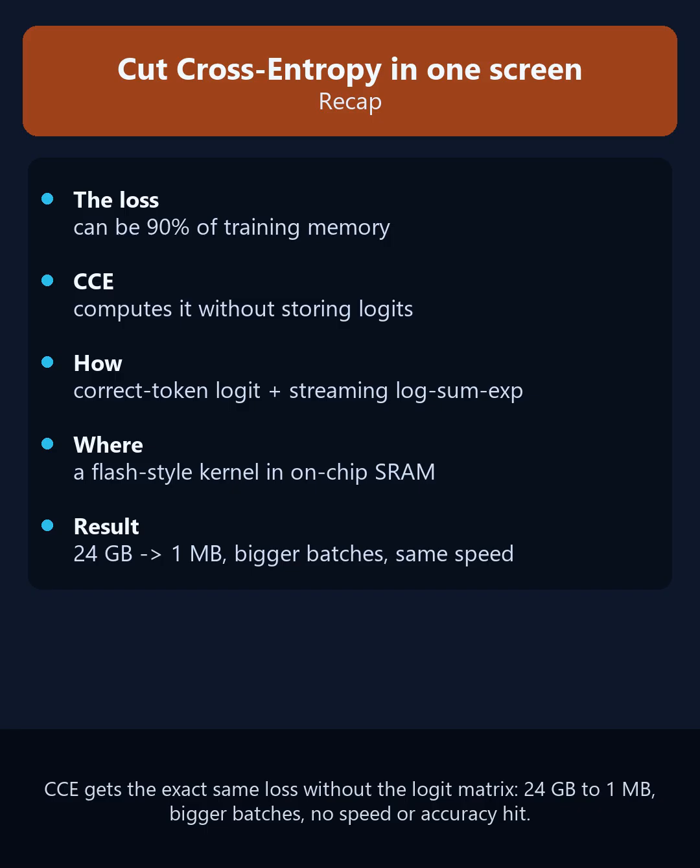Quick recap. In large vocabulary models, the cross-entropy loss can consume up to 90% of training memory. Cut cross-entropy computes that same loss, without ever storing the full logit matrix. It takes the correct token logit and streams a log-sum-exp over the vocabulary. It does this inside a flash-style kernel that lives in on-chip SRAM, and it skips near-zero gradients. The payoff: gigabytes down to megabytes, bigger batches, and no hit to speed or accuracy.